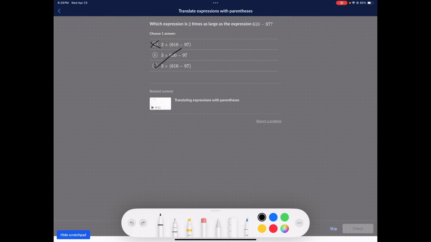So, again, if you put this into the calculator, you're saying, hey, calculator, I want an answer that is 3 times bigger than 610 and then subtracted by 97. And that would not be what we want. But then C here, it says, okay, calculator, I want you to evaluate 610 minus 97 and then multiply it by 3, which is exactly what we want to get based on this given expression.